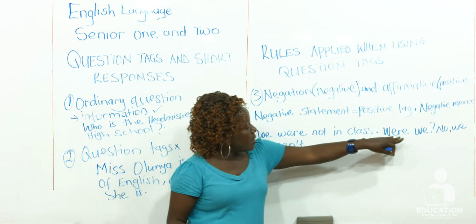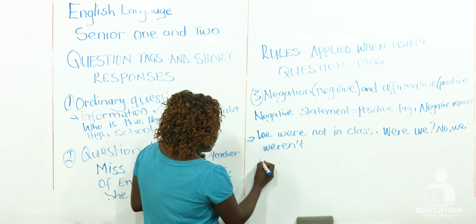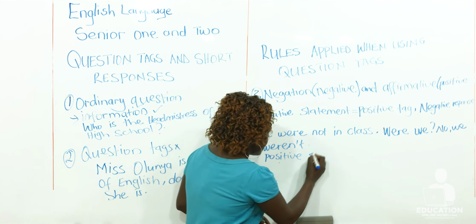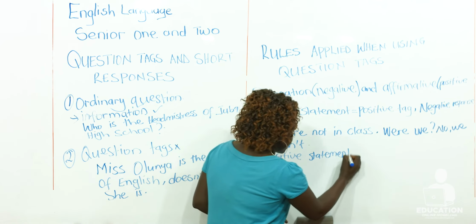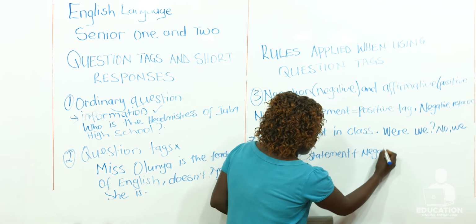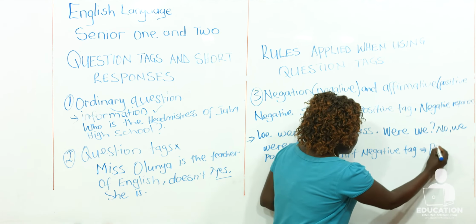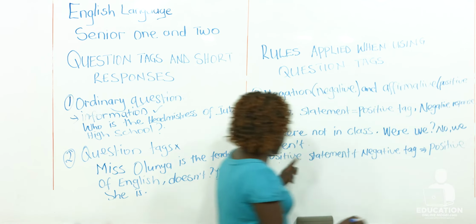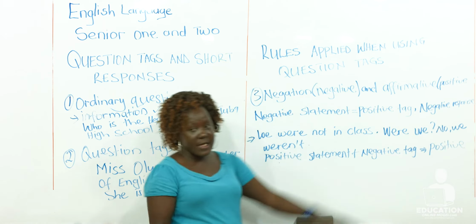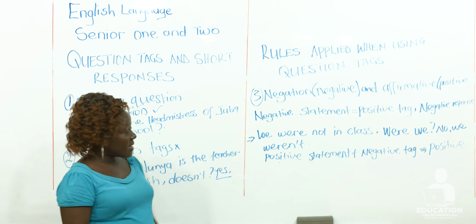So you can see: negative statement, positive tag, negative response. Now there is this one here. Positive statement, this time is the opposite of the upper one. Positive statement must correspond to negative tag, and then the response must be now positive. I told you the trick is copy the beginning at the end. Positive statement, negative tag, positive response. That is it. And most of these sentences that I was giving you were positive in nature. Now let us see maybe another simple one.